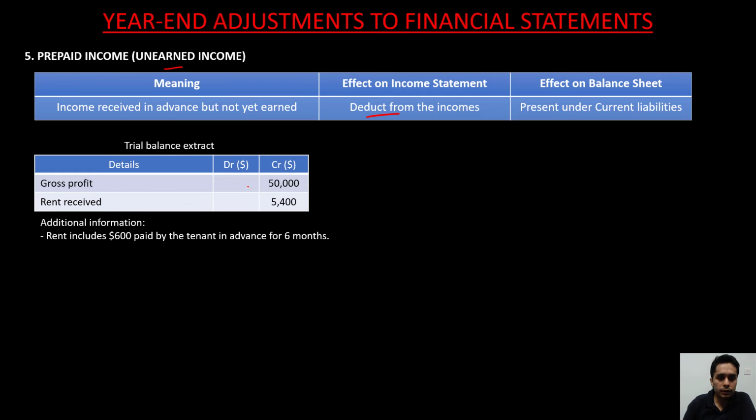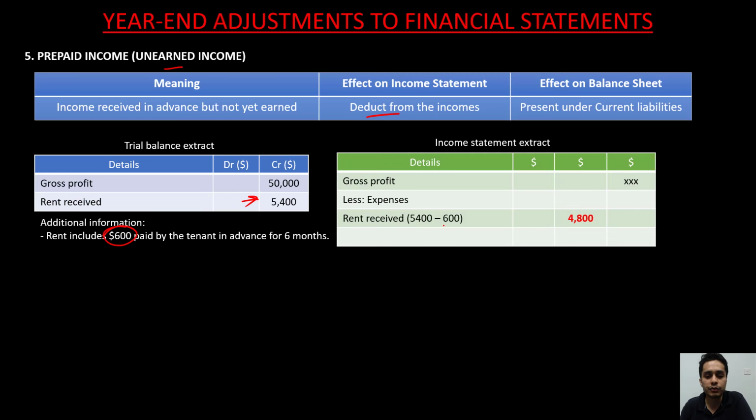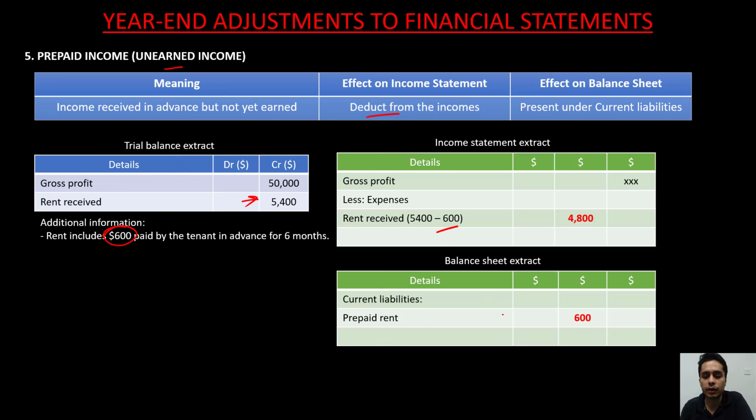Let's have a look at the example. Gross profit 50,000. Now rent received during the period was 5,400. Now this includes 600 that has been received for the next year in advance. It should not have been included, and hence in the income statement we will have to deduct 600 and show the rent received at 4,800. In the balance sheet, this will be a current liability. We are holding someone else's money in advance, and hence it's a liability towards them on the balance sheet date. So 600 in the current liabilities.